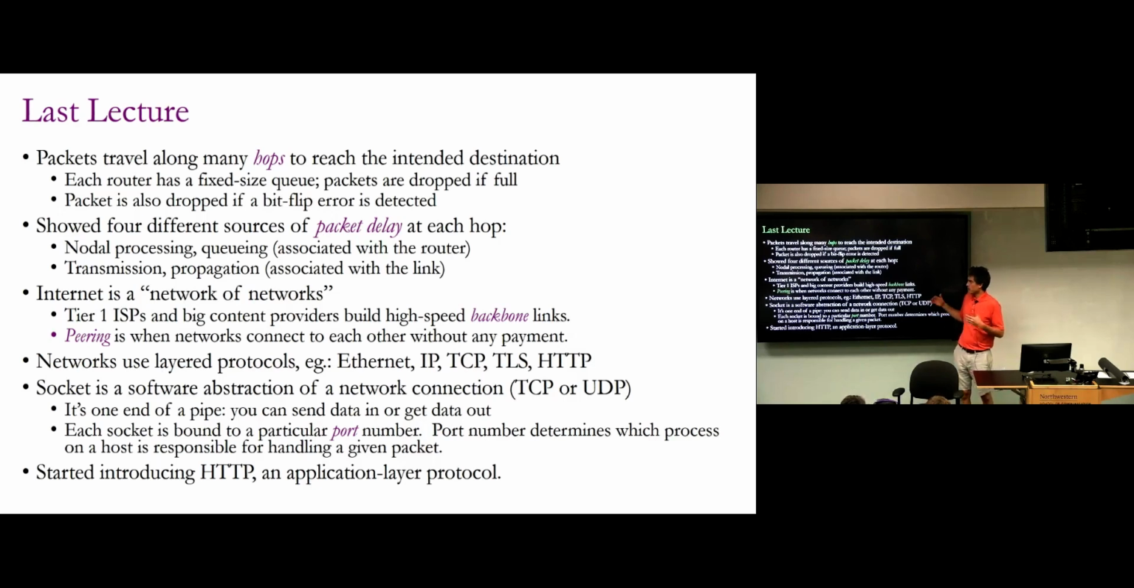The internet, and networks in general, use layered protocols. In particular, we have Ethernet at the lowest level, then IP on top of that, TCP, TLS, HTTP. We're going to talk about all these things in detail in different chapters of the book. And we're starting with HTTP and working our way down to the lower levels.